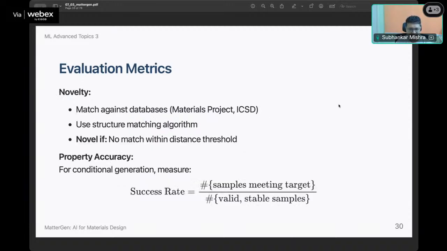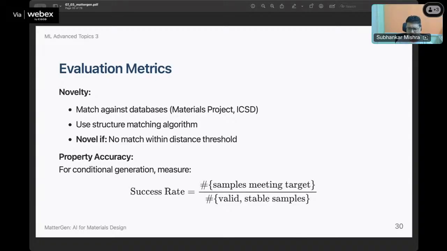Novelty is another metric. Whatever they generate, they match against the original, let's say, Materials Project and another database, ICSD, and they use a structure matching algorithm. If there is no match between what they generated and what exists, then that is novel.